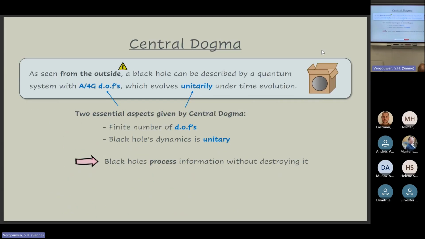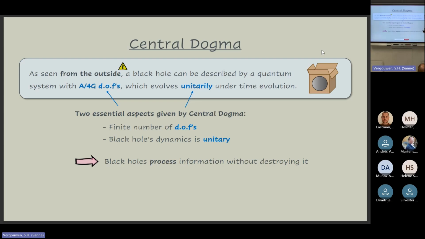Okay, so the central dogma in this presentation is a working hypothesis. So we are accepting it in a way, and it gives important aspects. The central dogma is important for us for two reasons, because the aspect given by this external picture is the fact that the black hole is composed of a finite number of degrees of freedom, and the fact that the black hole's dynamic is unitary.